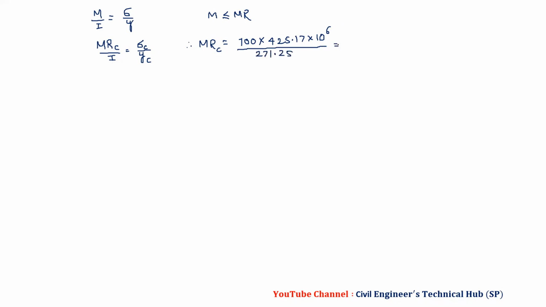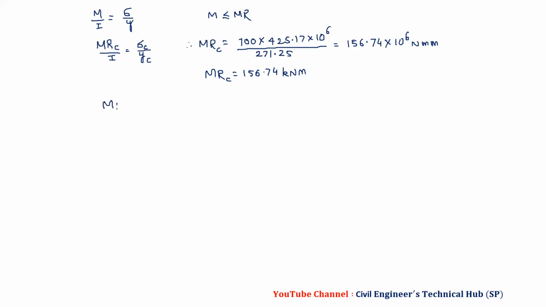And from this we got value equal to 156.74 into 10 raised to 6 Newton millimeter, or we can write MRC equal to 156.74 kilonewton meter. In exam, sometimes they may ask, calculate moment of resistance of this section.